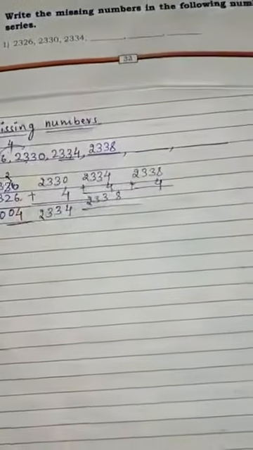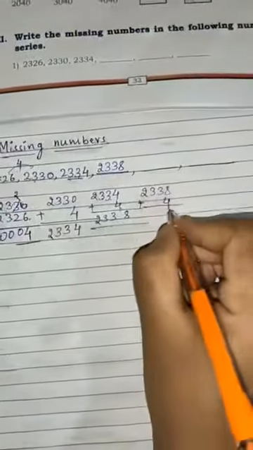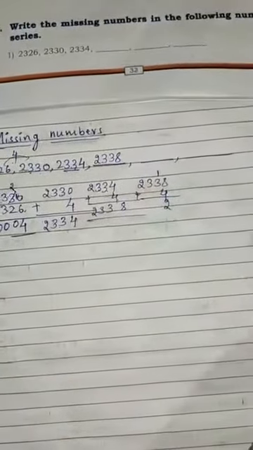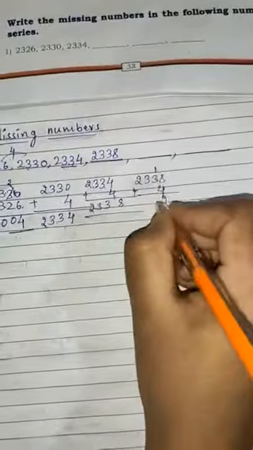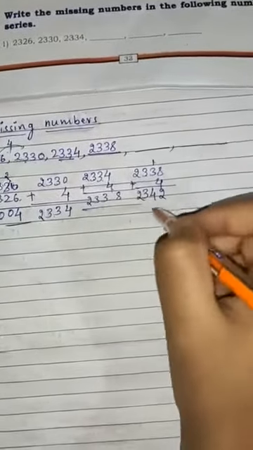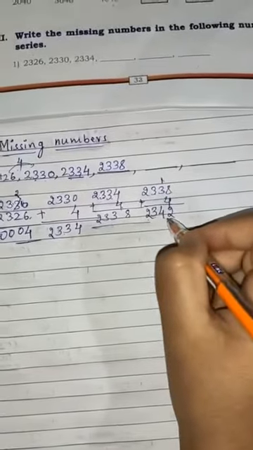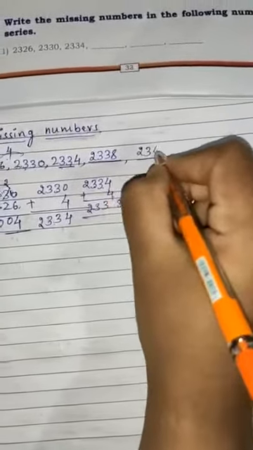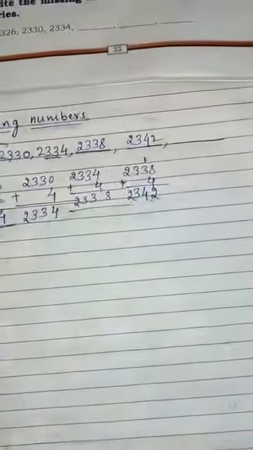8 plus 4 is 12. So 2 I will write here and the 1 I will give as a carry to the next tens place. So 3 plus 1, 4. This 3 will come down. This 2 will come as it is. So 2342. 2342. Next one, what do I have to do?